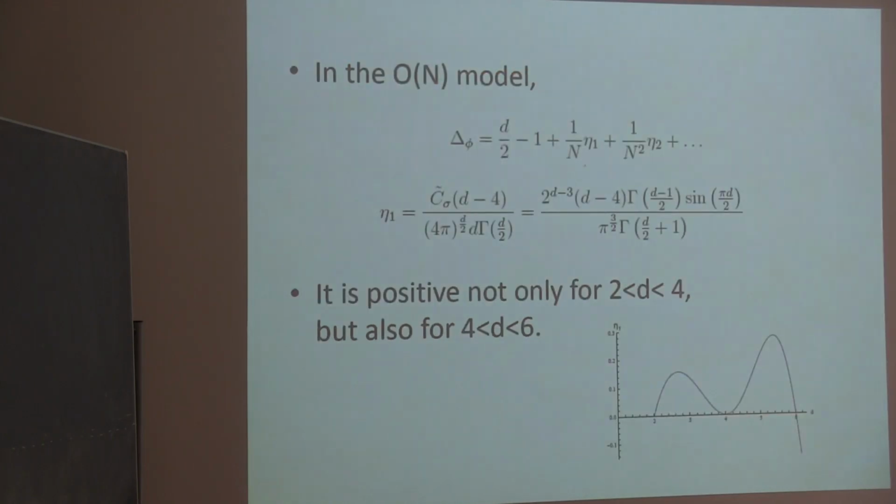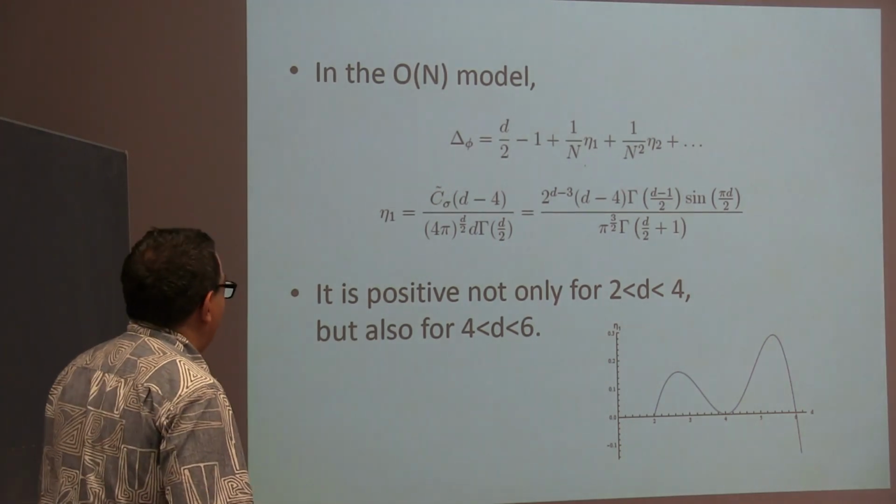So let me make a couple of observations about our large N results that I explained how they're obtained just from using this Hubbard-Stratonovich transformation. So we have this dimension delta phi, and let's look at it. Let's plot its leading 1 over N correction, this eta 1, as a function of d.